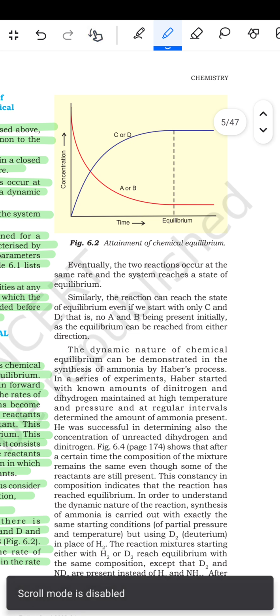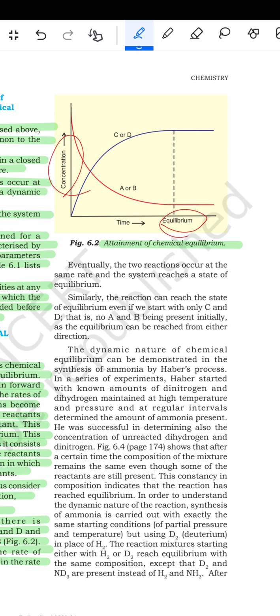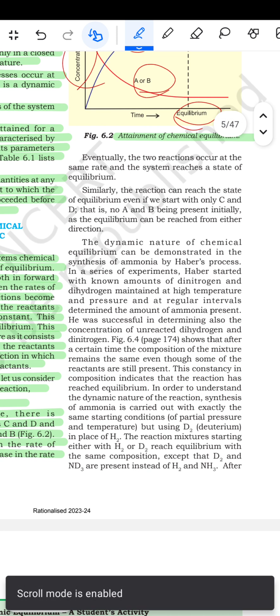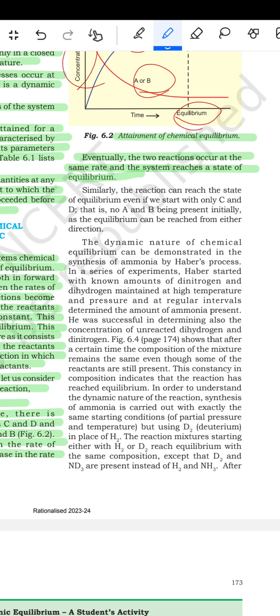तो यहाँ पर है अटेनमेंट ऑफ द केमिकल इक्विलिब्रियम दिखाए हुए है. ये हो गया कॉन्सेंट्रेशन, इधर हो गया इक्विलिब्रिया, ठीक है, ए से बी, और इधर हो गया सी से डी दिखाए हुए. तो आगे कहता है कि इवेंचुअली द टू रिएक्शन ऑकर एट द सेम रेट एंड एट द सिस्टम रीचेज ए स्टेट ऑफ द इक्विलिब्रियम.